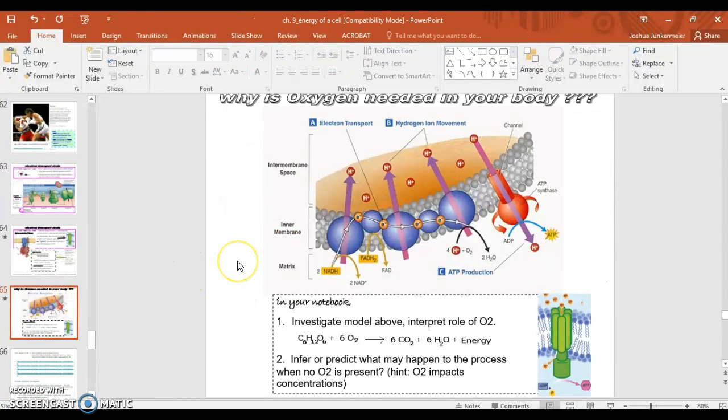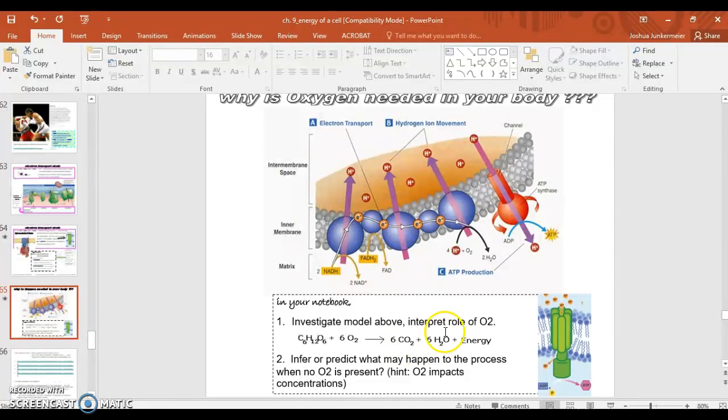Our last slide here is, why is oxygen needed in the body? All you're going to do is study this picture and figure out what oxygen is doing in this. Up to this point, all the earlier 54 slides never explain why we even breathe oxygen. Not once. We studied what happens to glucose and why we need it. We knew how carbon dioxide is formed. It's formed during the citric acid cycle.